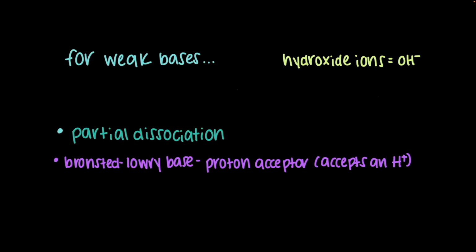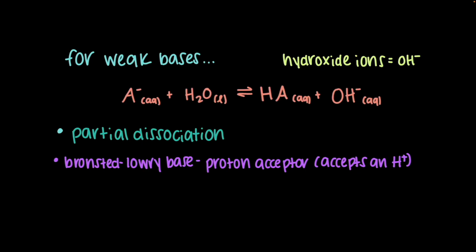A Brønsted-Lowry base is a proton acceptor or accepts an H+. Using the general formula for a weak base, A-, a proton is accepted from water to create OH- and HA. HA is the conjugate acid. Weak bases will have conjugate acids on the product side of the equation with only an H+ difference in formula.